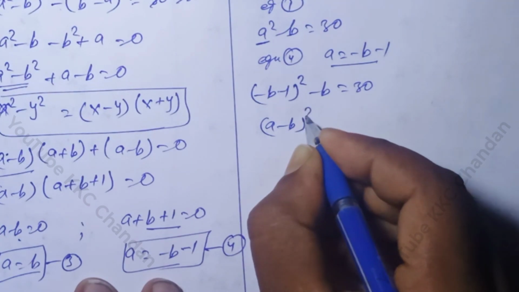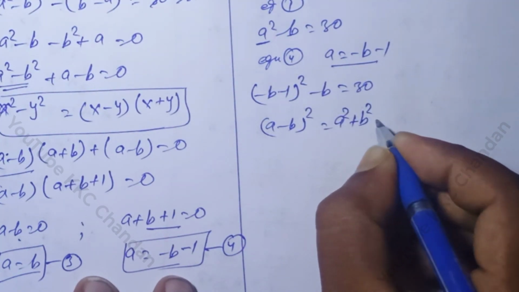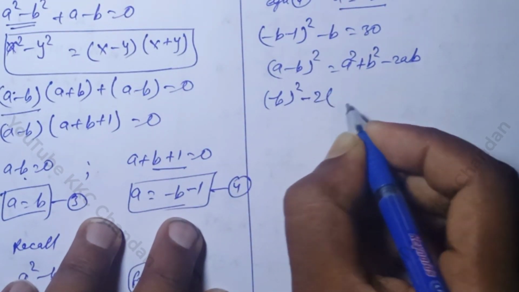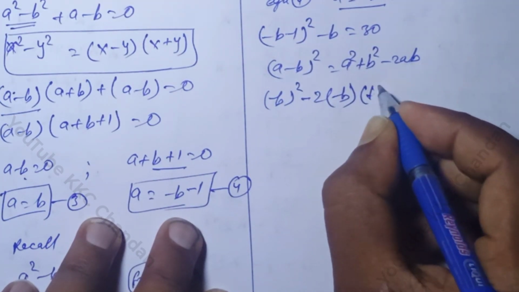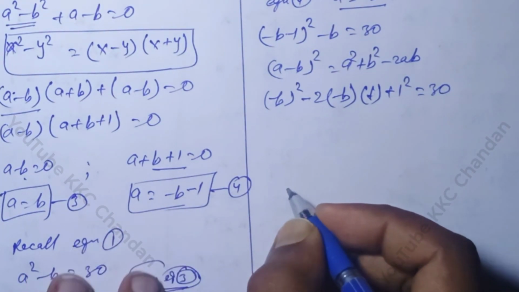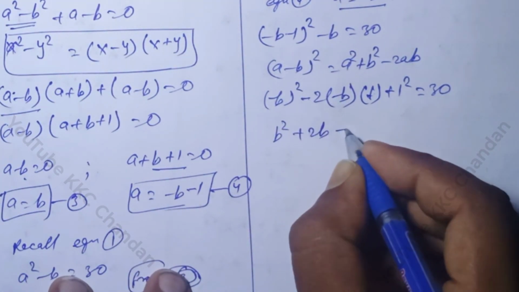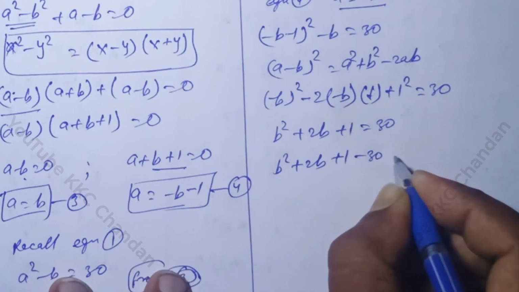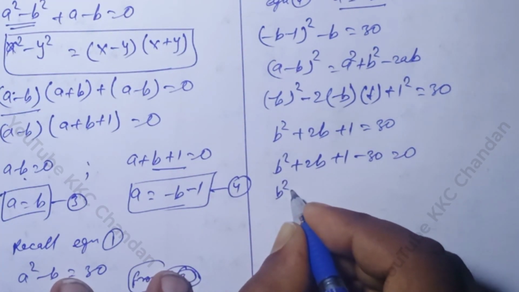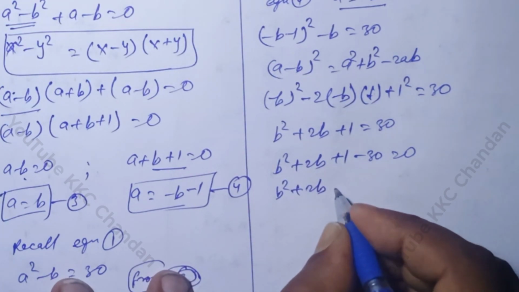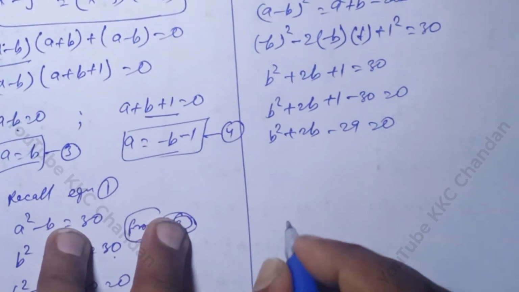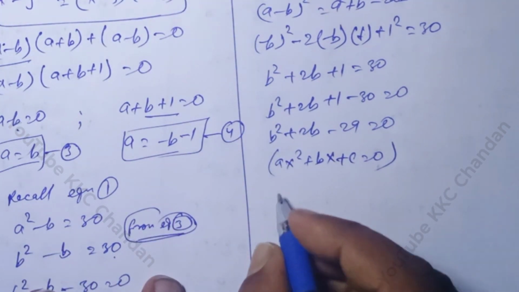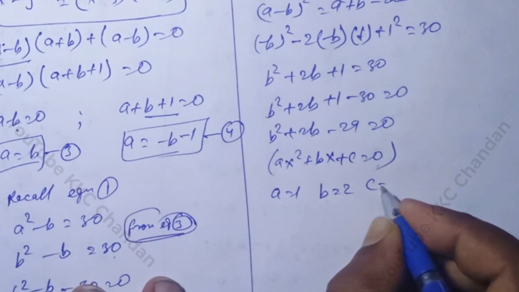We know that (a minus b) whole square is equal to a square plus b square minus 2ab. So b square plus 2b plus 1 is equal to 30. Therefore b square plus 2b plus 1 minus 30 is equal to 0, which gives b square plus 2b minus 29 is equal to 0. Comparing with ax square plus bx plus c is equal to 0, a is equal to 1, b is equal to 2, c is equal to minus 29.